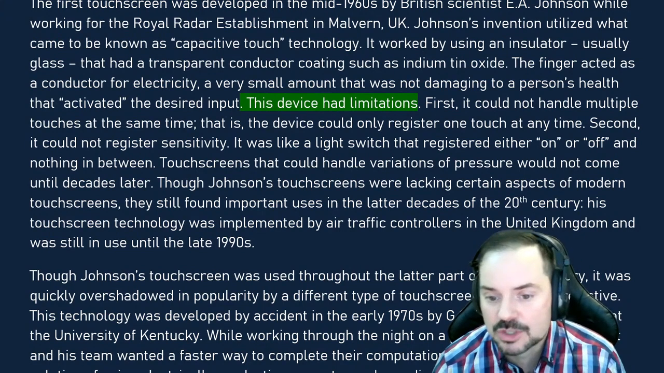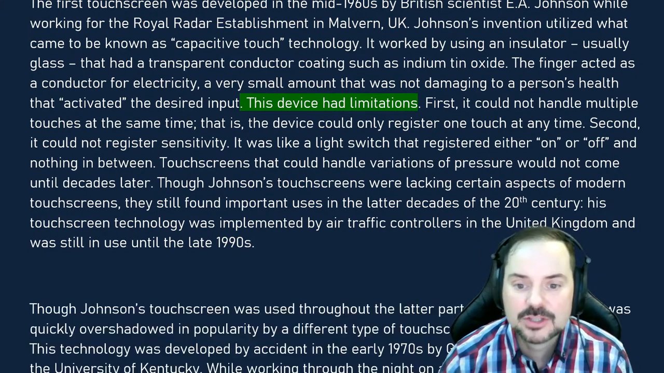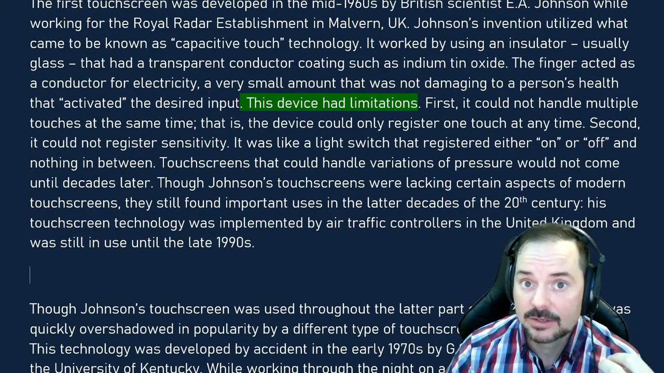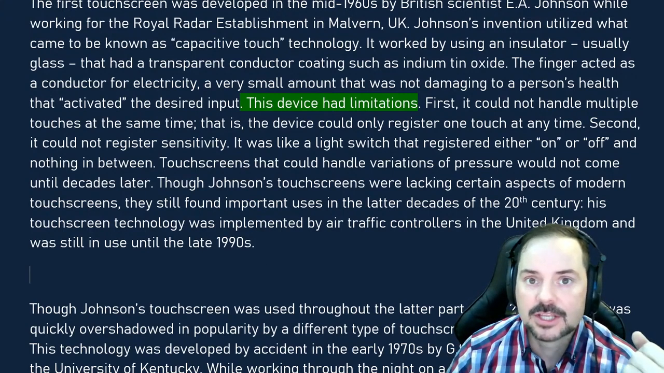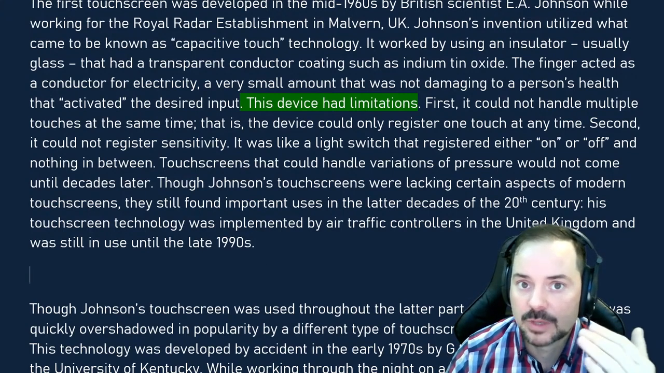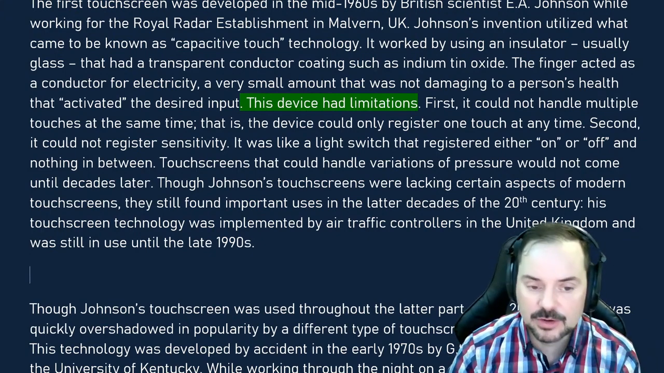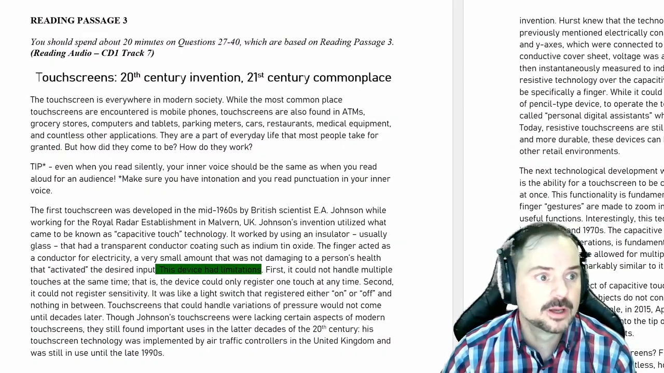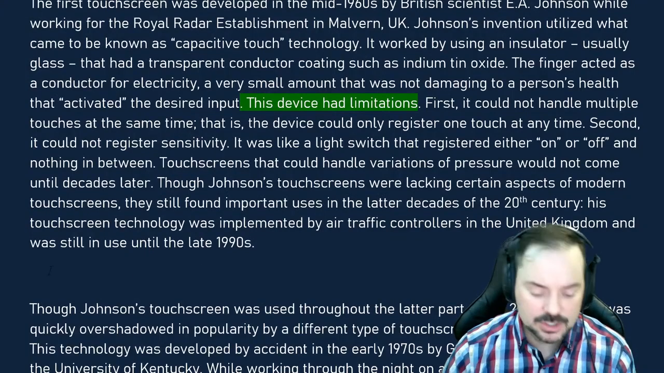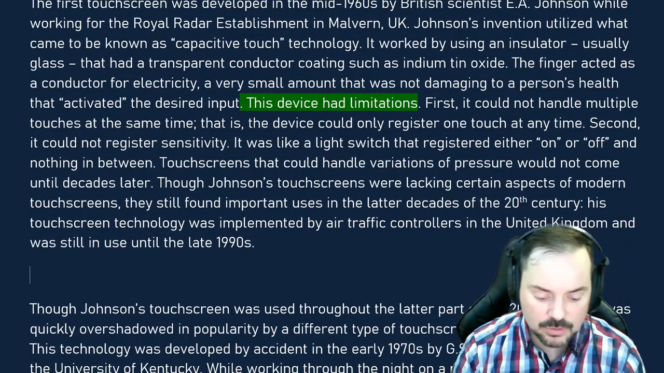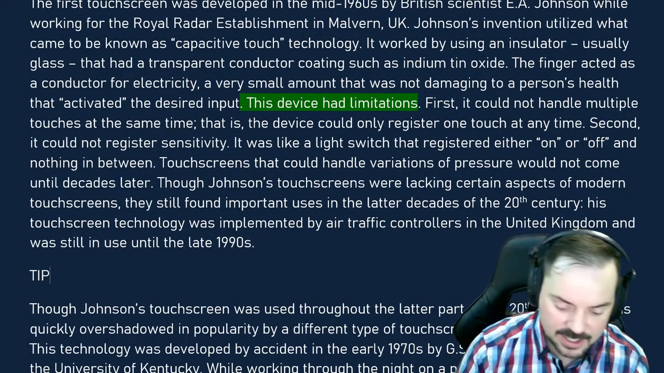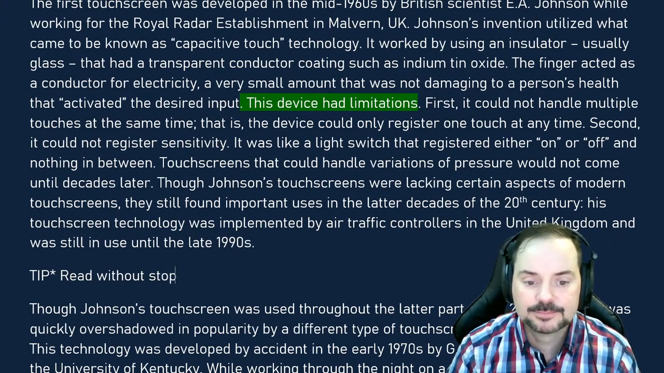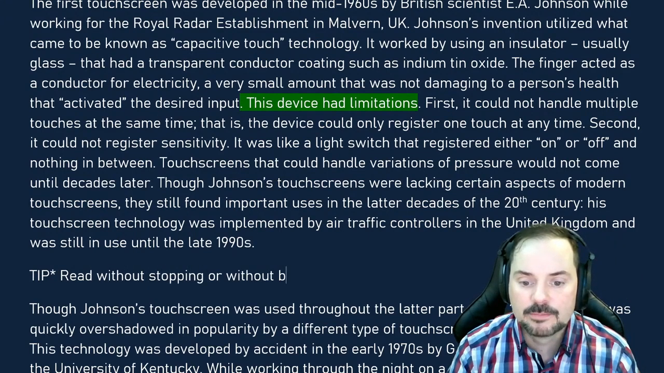I'm going to actually give you a strategy here. A very important part of reading and getting a good band score on IELTS is reading without barriers. So, reading without stopping. This is another important tip or strategy. Read without stopping or without barriers.